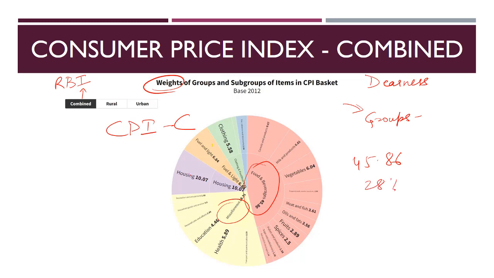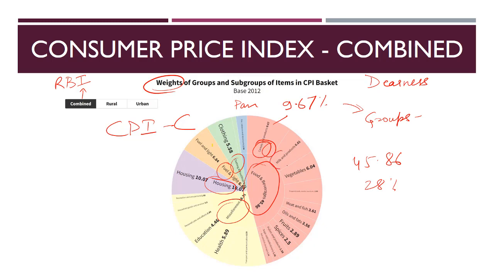Then we have housing, then fuel and light, then clothing, and then pan, tobacco and other intoxicants. So these are the major groups. Within these groups, we have different subgroups. For example, in food and beverages, we are having cereals. For just 2 minutes, please remember this, that cereals is having almost 9.67 proportion, that is percentage.